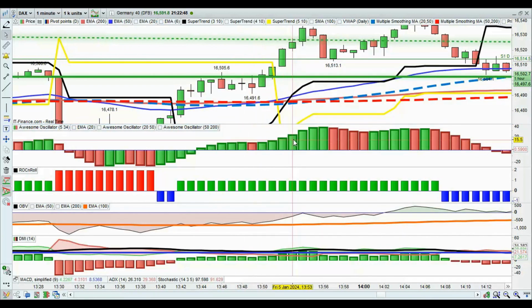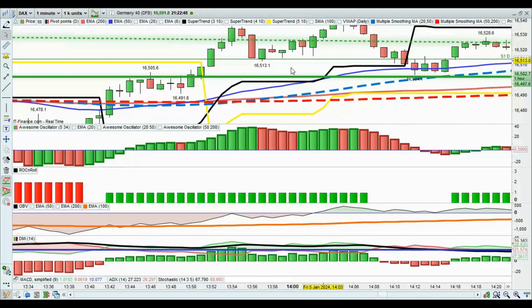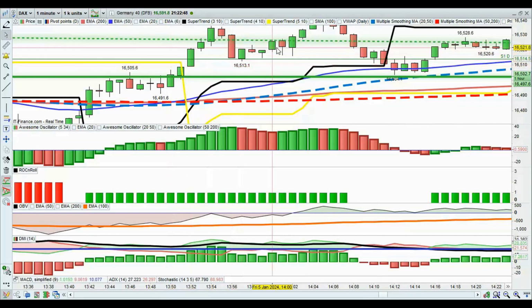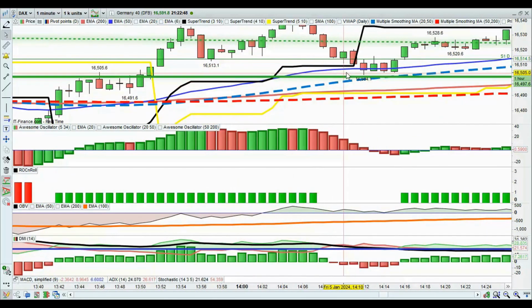Why would we stay in the trade? Well, everything's looking good on the awesome oscillator. Everything's green here. Everything's green on the DMI, and we're seeing the on-balance volume showing real volume of buying there, and it's above the 100 EMA. Okay, so price does start to rise and then it comes back again, but it stays above the 100 EMA.